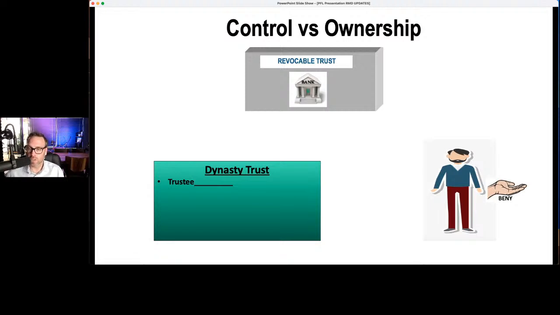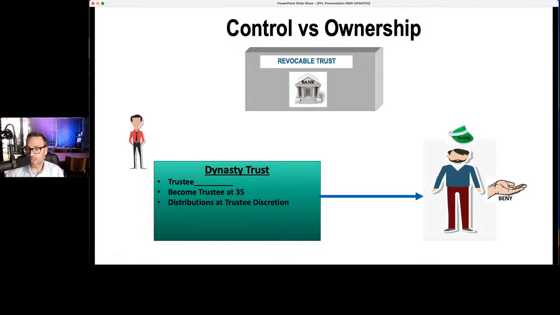The next question is, who's the trustee? So who's going to manage the assets in the trust? Is it someone else? Or the way we usually draft our Dynasty Trust is we let the kids become the trustee at the age of 35. So if they're over age 35, they get to manage their own Dynasty Trust.